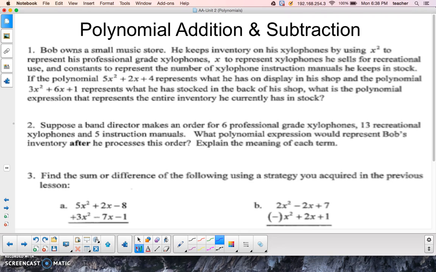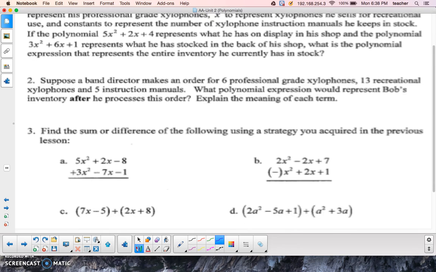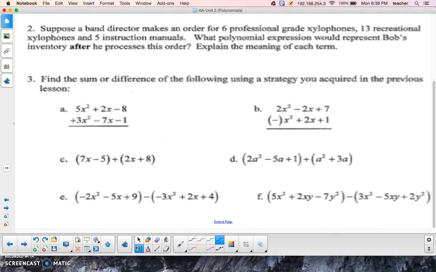Let's quickly review some addition and subtraction rules. In this case, adding and subtracting polynomials is really as simple as combining like terms. And hopefully everyone remembers this. You've been doing it for years now. Like terms have the same variable with the same exponent. So x squared and x to the third are not like terms because their exponents are different. And so you could not combine the coefficients in front of those.